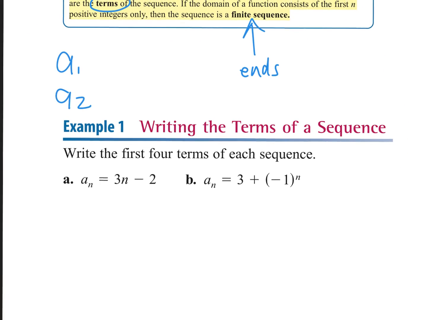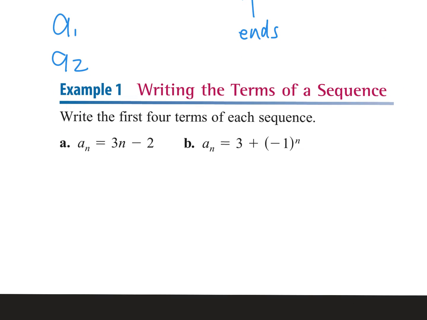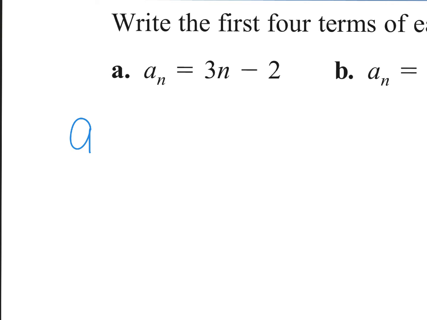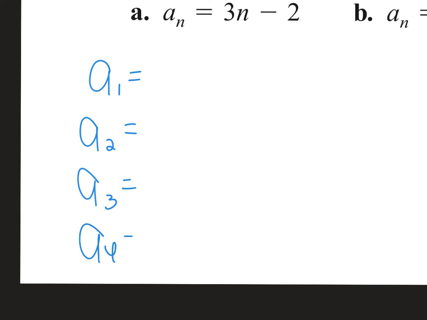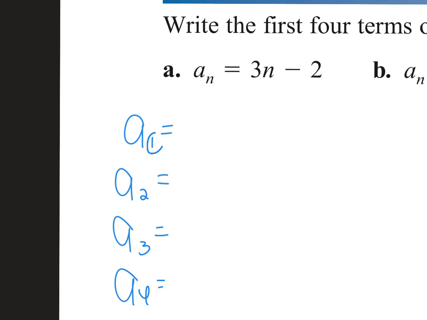So if I have questions like this, there's probably 8 of these on your website. Super duper easy as it appears. It says, write the first 4 terms of each sequence. This is what I need to see from you. I need you to say, okay, well, the first term, a sub 1, is; the second term, a sub 2, is; the third term, a sub 3, is; and the fourth term, a sub 4, is. And how you find that is this is your n that you plug in.